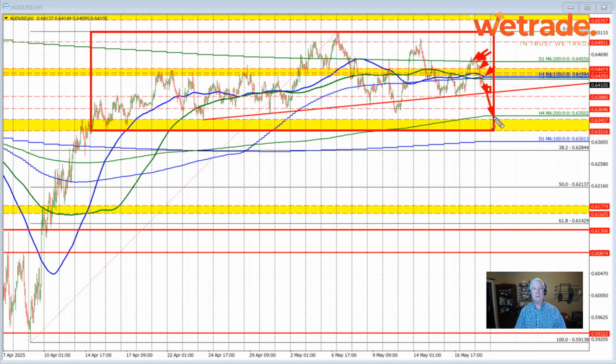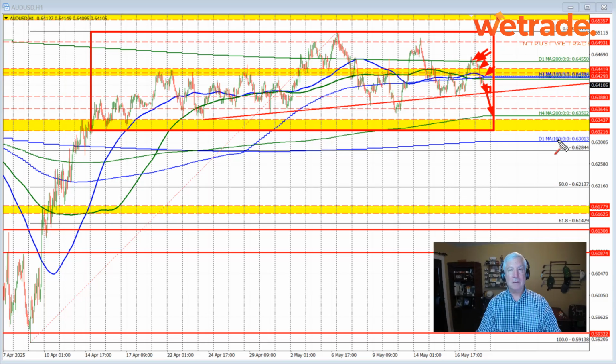Get below that level, we start to look toward the 200-bar moving average on the 4-hour chart, and then the low swing area down here between 0.6321 and 0.6343. So there you have it, a look at 4 currency pairs this morning to kickstart your day.